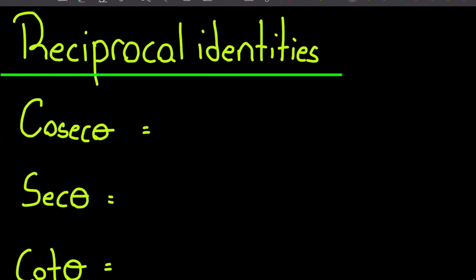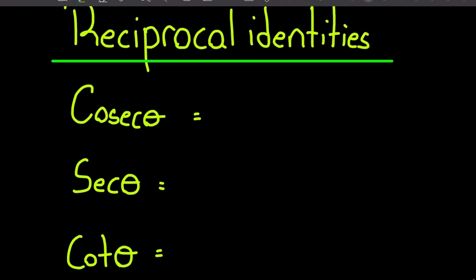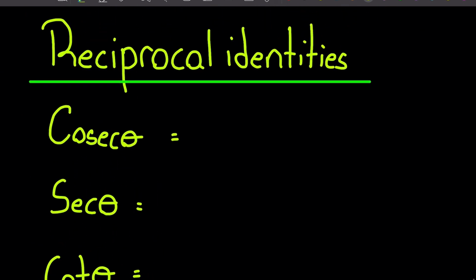Let us start. So reciprocal identities. These are the very start of CAPE. Without these, you won't really be able to do anything in trigonometry because you're going to have to understand these fundamentally and conceptually. So let's start.